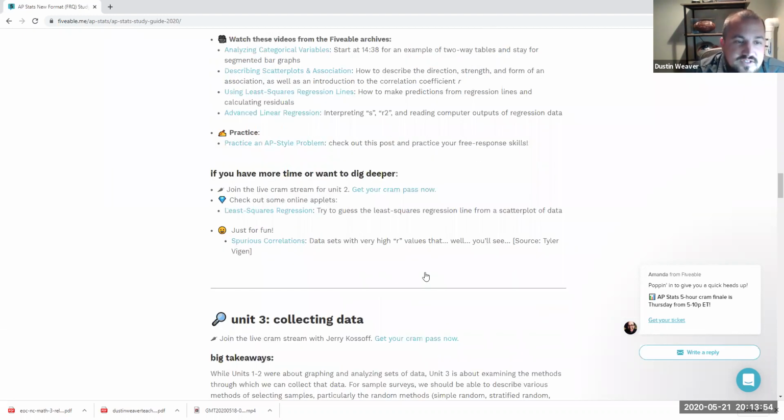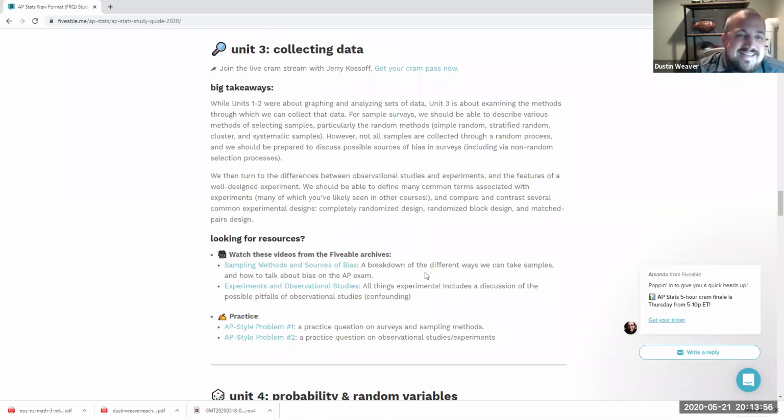All right, so let's go down to Unit 3, collecting data. Units 1 and 2 were about graphing and analyzing sets of data. Unit 3 is about examining the methods through which we can collect that data. So for sample surveys, you should be able to describe the various methods of selecting samples. And most of the methods that we look at are simple random samples, which may be called an SRS.